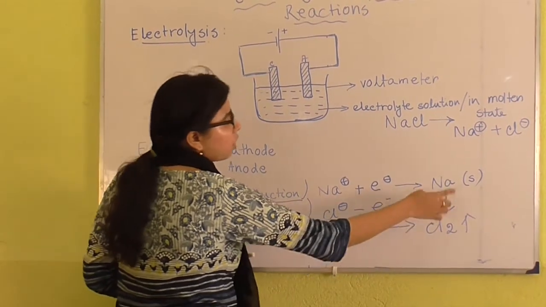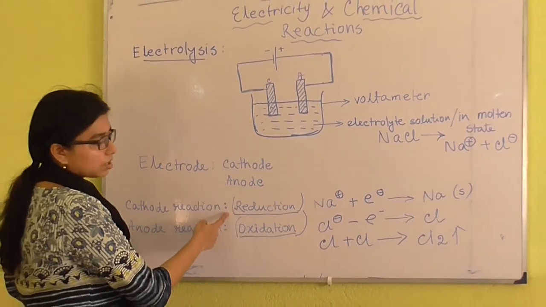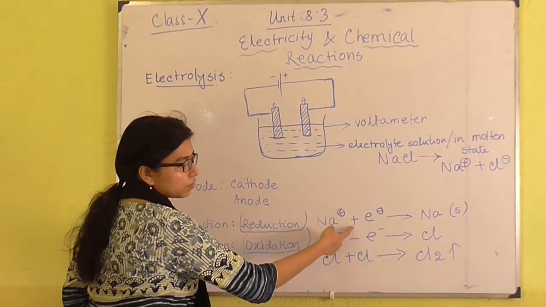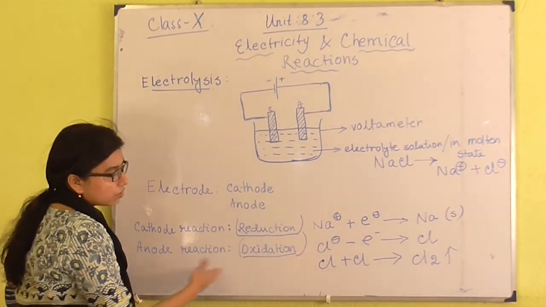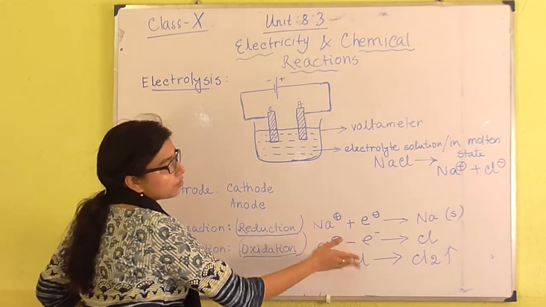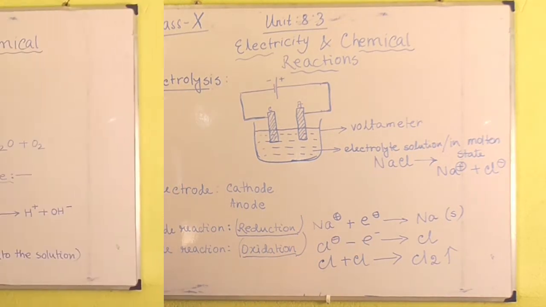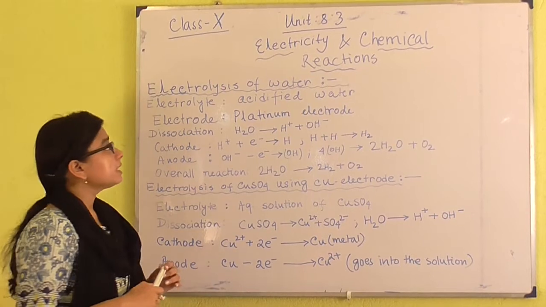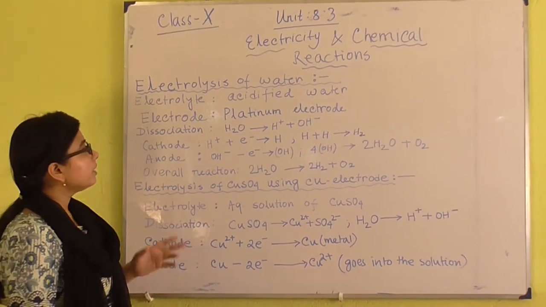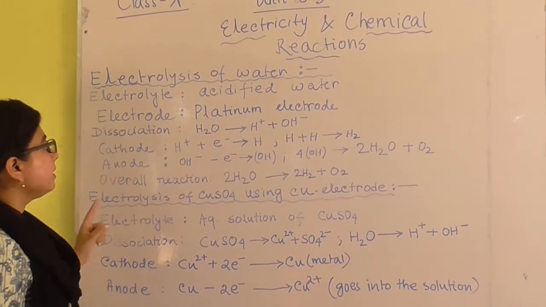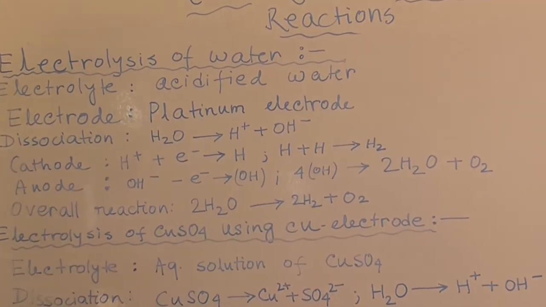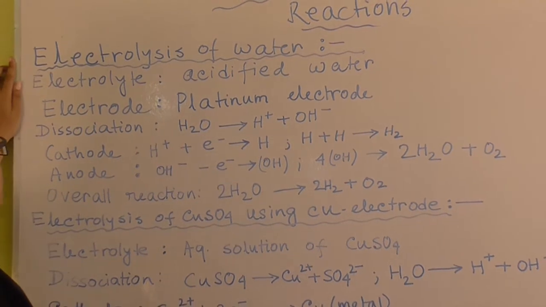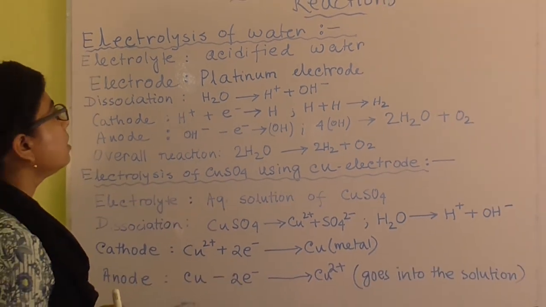The process which is occurring at the cathode is known as reduction, because here acceptance of electron is occurring, and the process which is happening at the anode is known as oxidation, because of removal of electrons. Okay, next, according to our syllabus, we have to study the electrolysis of water and the electrolysis of copper sulfate solution using copper electrodes. So first I am starting with the electrolysis of water.